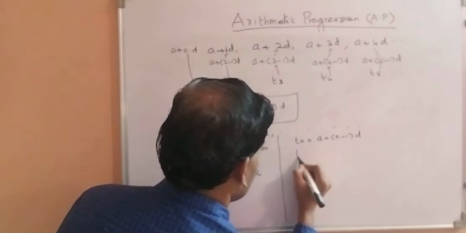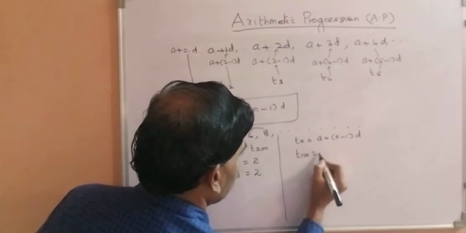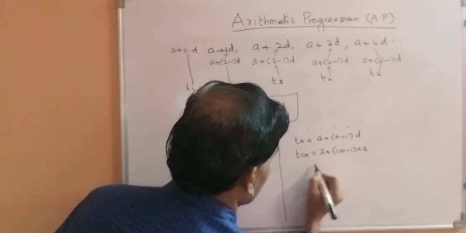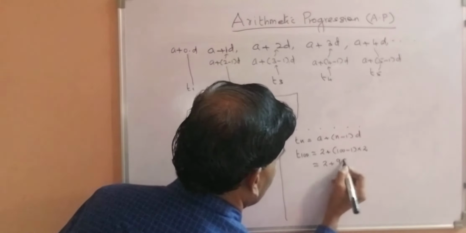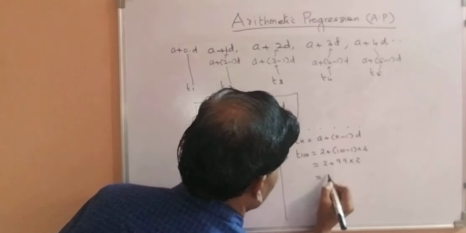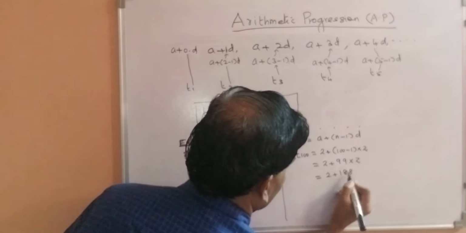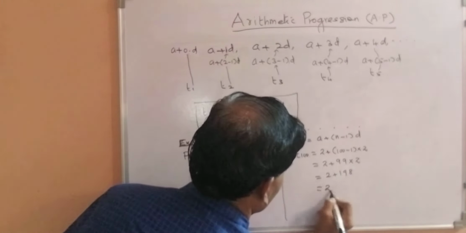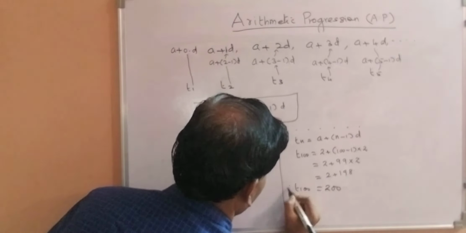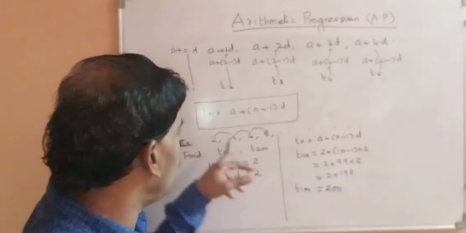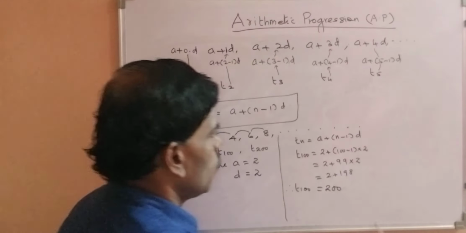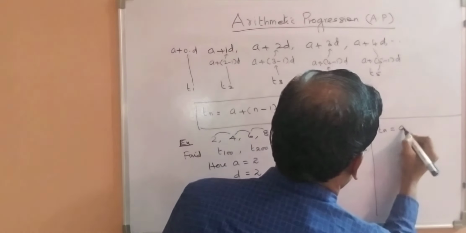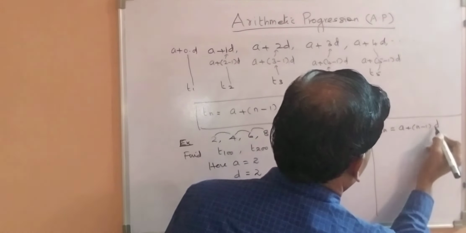So what is T100? Put n equal to 100. So 2 is the first term, plus (100 minus 1) into 2. So it is equal to 2 plus 99 into 2, so equal to 2 plus 198, sorry, so it is equal to 200. So what is the 100th term of this sequence? 200.